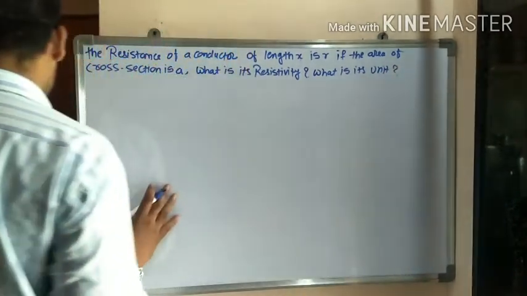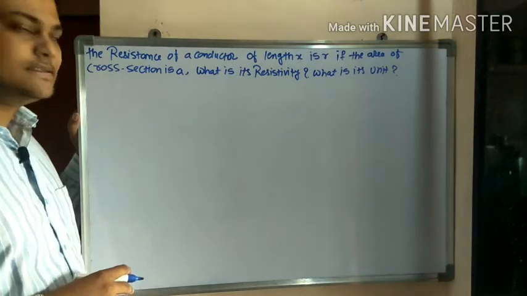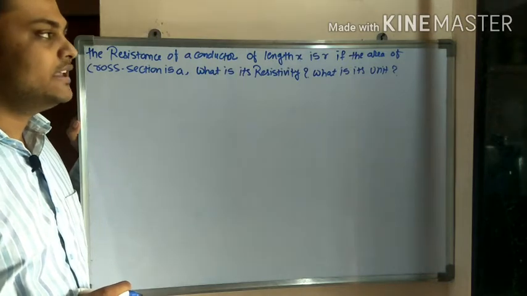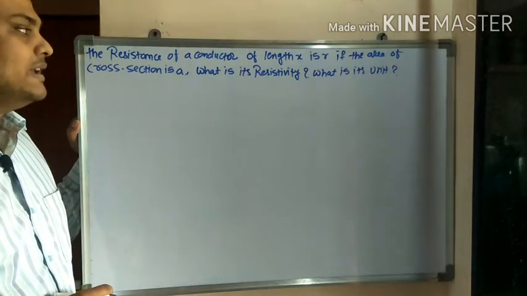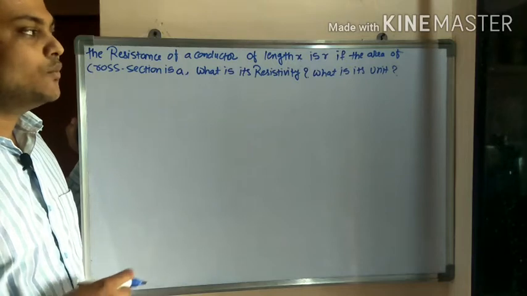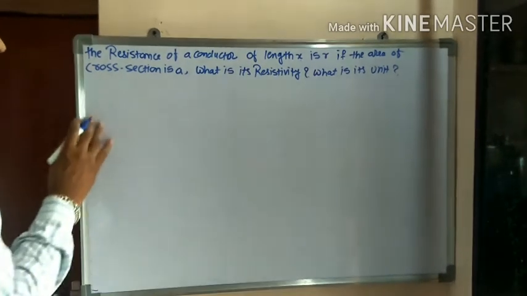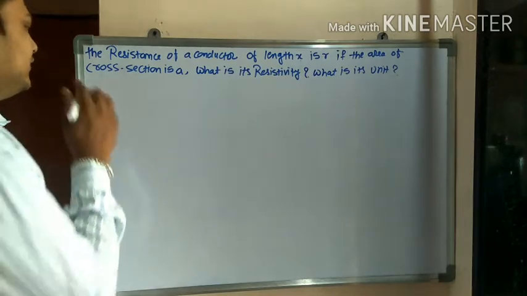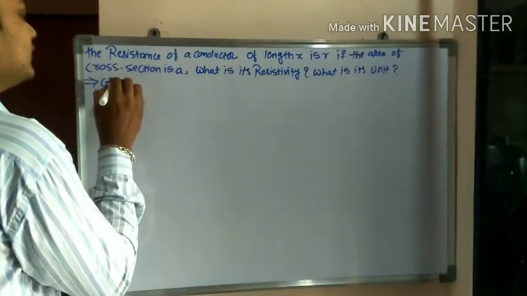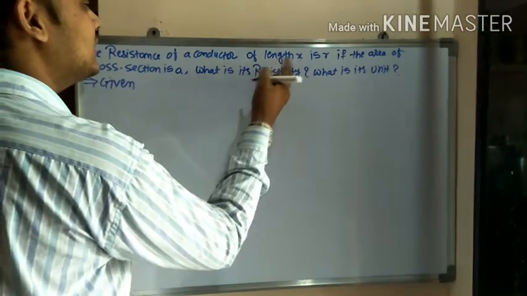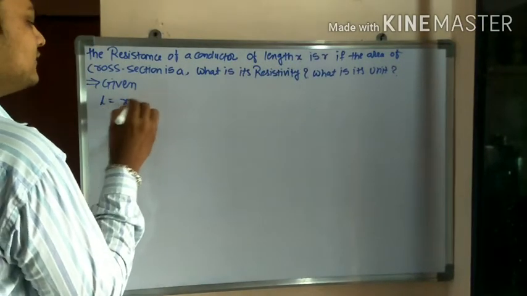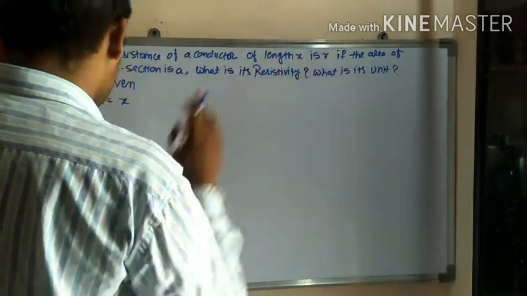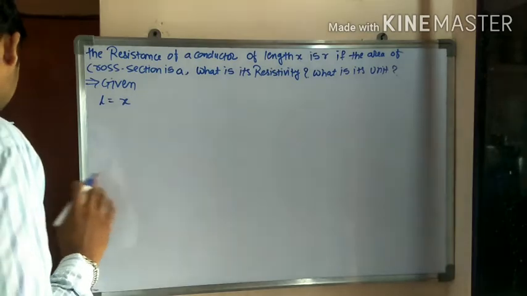Okay, next, see students, the numerical is exactly like this: the resistance of a conductor of length x is r, if the area of cross section is A. What is its resistivity? What is its unit? You know very well, whenever a numerical is given, at that time first of all we have to write down the given data. So in the given, what they have given, the length is taken as L, which is x, the length x is r.